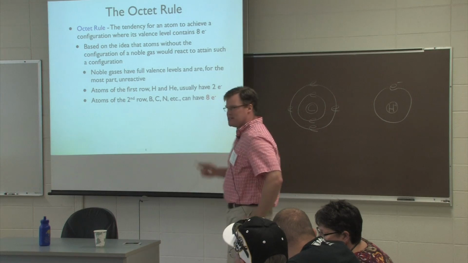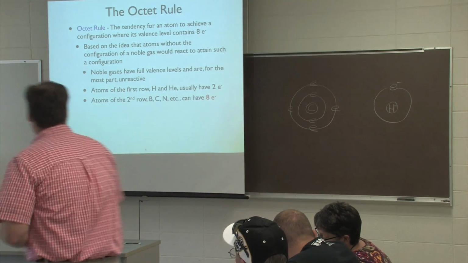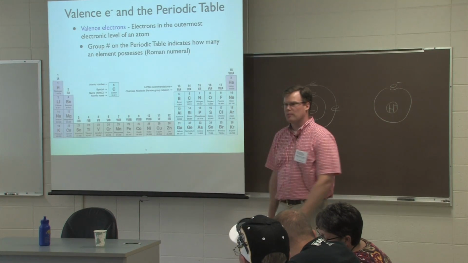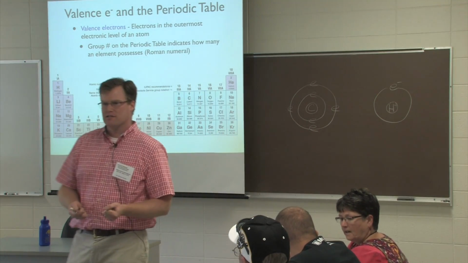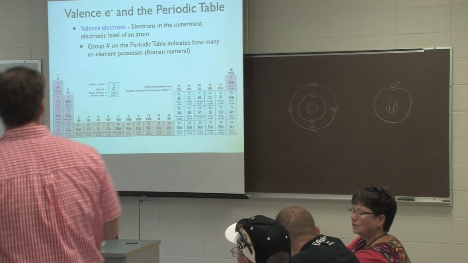Now what's this based on? This is based on the idea that there are these atoms that we just can't get to react. Does anybody know what we call these atoms here in group 8? The noble gases. Right? They used to be called the inert gases. People thought that we couldn't get these things to react. And for the most part, they don't react.